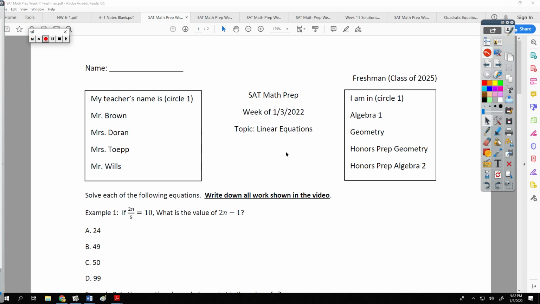Once again, please make sure you get your name, first and last name, on the name line and circle what class and what teacher you have. It may not exactly match what is up on the screen right now. What is up on the screen right now is the freshman version of the worksheet. But we're going to be going through the same examples with both groups, so there's only going to be one video for both freshmen and sophomores this week.